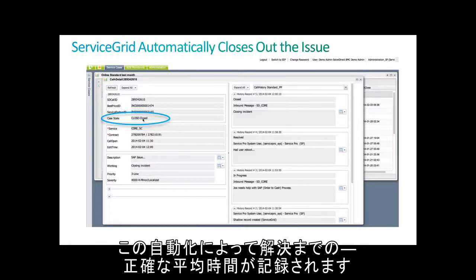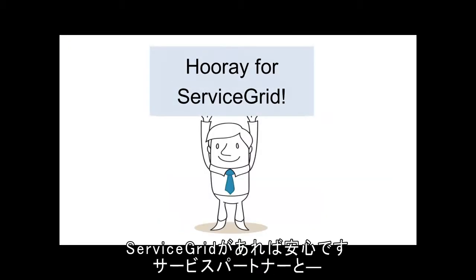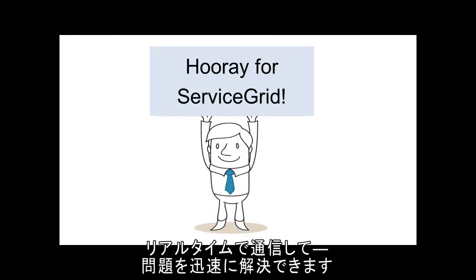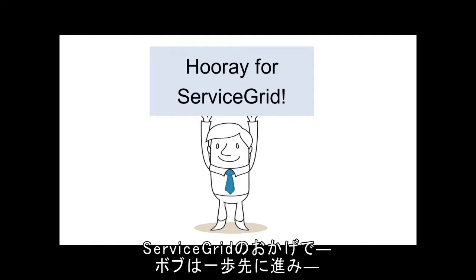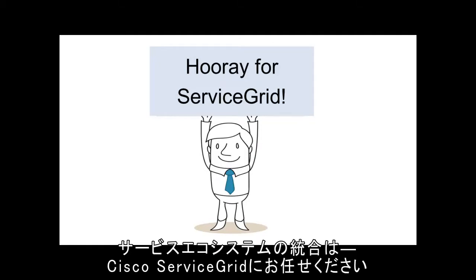This automation provides much more accurate mean time to resolution. Bob is happy because he knows when he has an issue, ServiceGrid provides real-time communication with his service partners so the issue is fixed faster. With ServiceGrid, Bob is one step ahead and can focus on what he does best, while Cisco ServiceGrid builds his integrated service ecosystem.